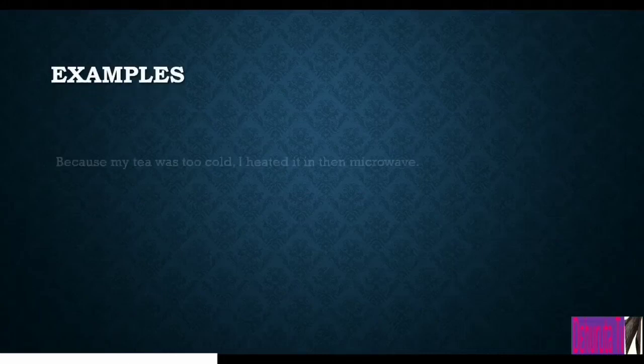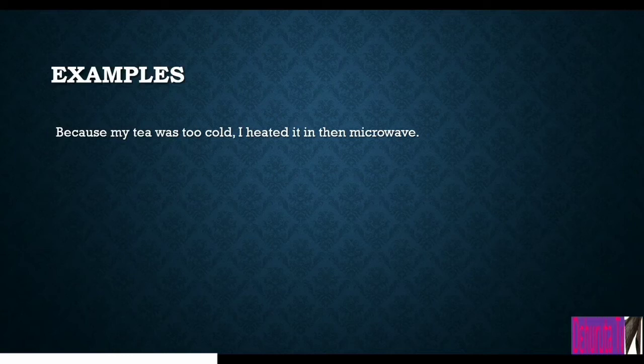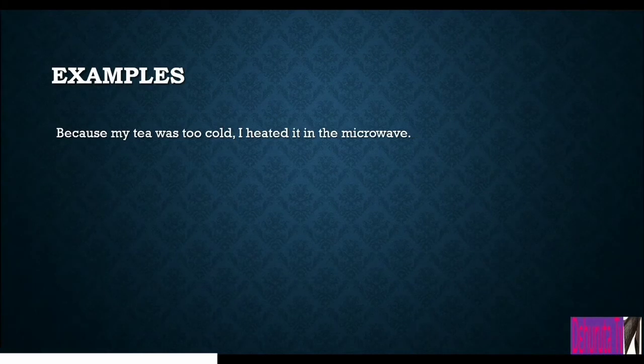So let's look at some examples. Because my tea was too cold, I heated it in the microwave. So we have a dependent clause and then an independent clause here. Because my tea was too cold, I heated it in the microwave. You can see the comma separating them.